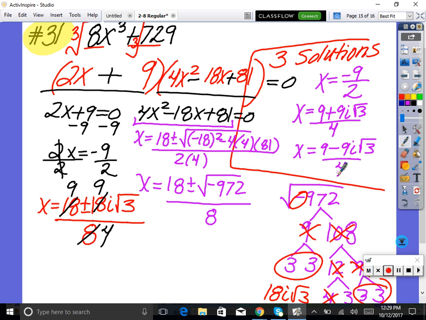So the nice thing is, the rest of the time is yours to work. It's not anything new, it's just re-practicing everything we've learned this unit. The rest of the time is yours. Finish the entire worksheet. It's all the same stuff, just solving by the most appropriate method.